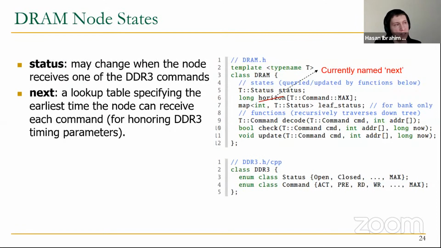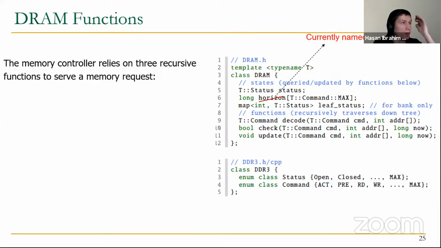So after the activate command, the memory controller waits for a certain number of cycles, and only then can it issue a read command. So using this next state, the simulator controls when the memory controller is allowed to issue a specific command after a previous command was issued to the same bank, or the same instance, let's say, of the DRAM hierarchy.